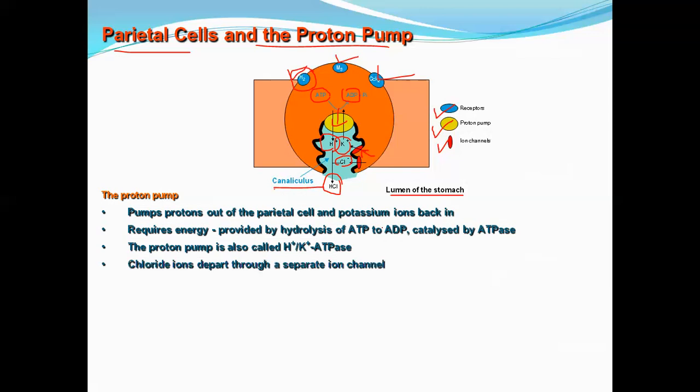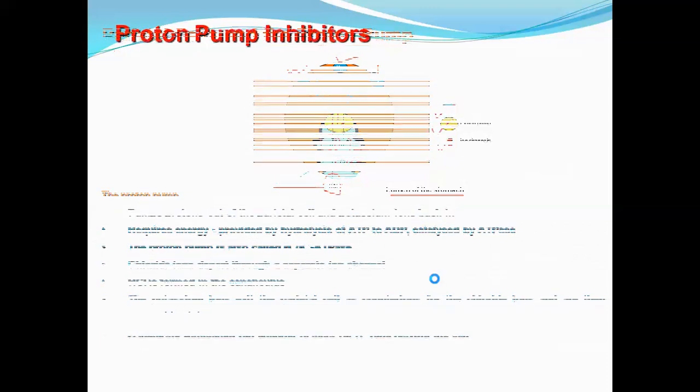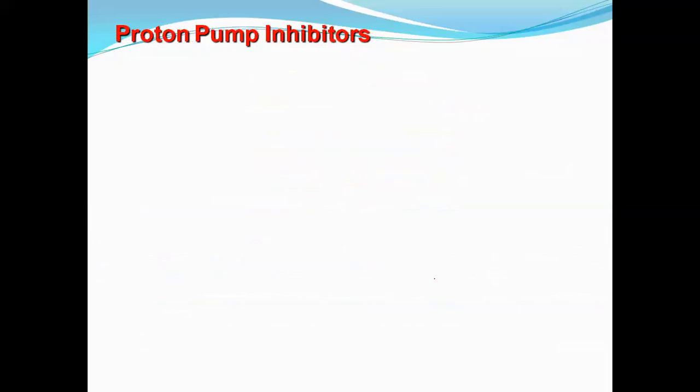In this segment, parietal cell and proton pump, the chloride ion departs through a separate ion channel. If you see this line, the chloride ion departs through a separate ion channel, and this chloride ion and H plus ions combine to form the HCl in the canaliculus. Thus, the proton ion exits the parietal cell as a counter ion for the chloride ions and then pumps back in the action. A separate potassium ion channel is used for potassium ion leaving the cells. So this is related with the parietal cell and proton pump.